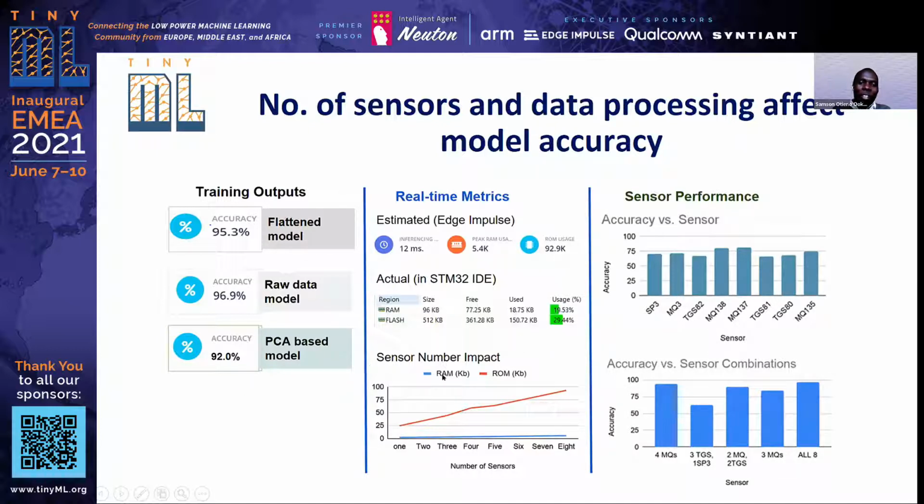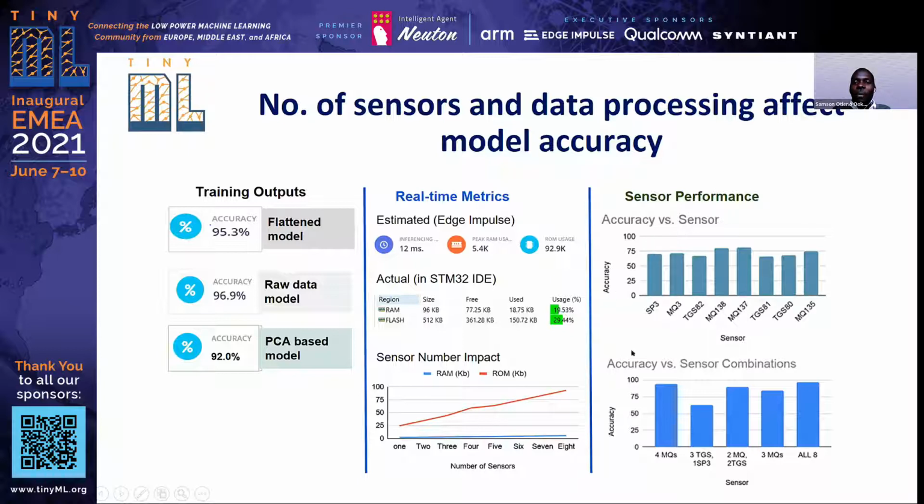We also looked at the number of sensors. The device that we are using had 8 sensors used to collect data. So we are trying to see how increasing the number of sensors affects resource usage. We noticed that as the number of sensors increases, you may need more resources on the devices. So there is a trade-off on the number of sensors, and we try to adjust and see what can take place.